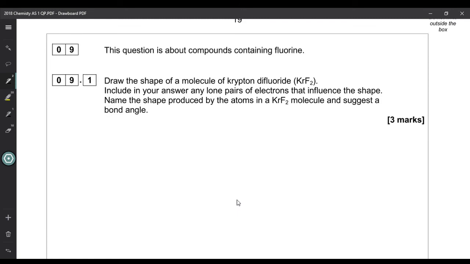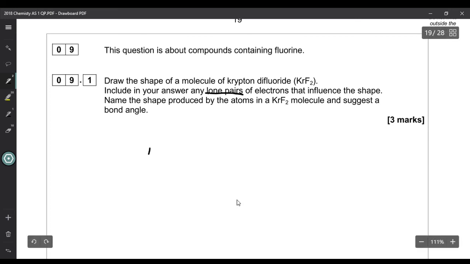So question 9 is looking at molecular shapes. We're asked to draw a shape of a molecule of KrF2. It says include in your answer any lone pairs. And again, make sure you do this because quite a few students during the exam didn't do this. And name the shape produced by atoms of KrF2 molecule and suggest a bond angle.